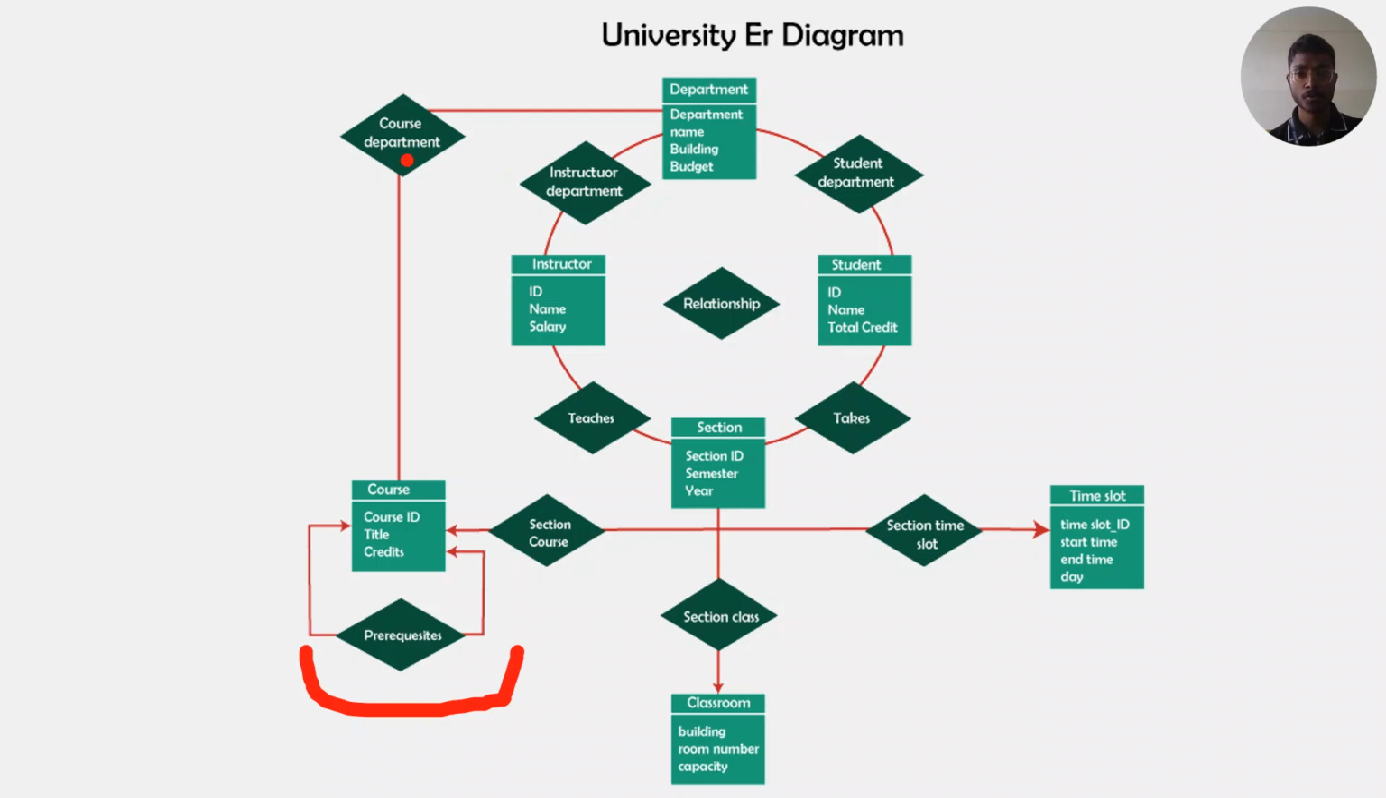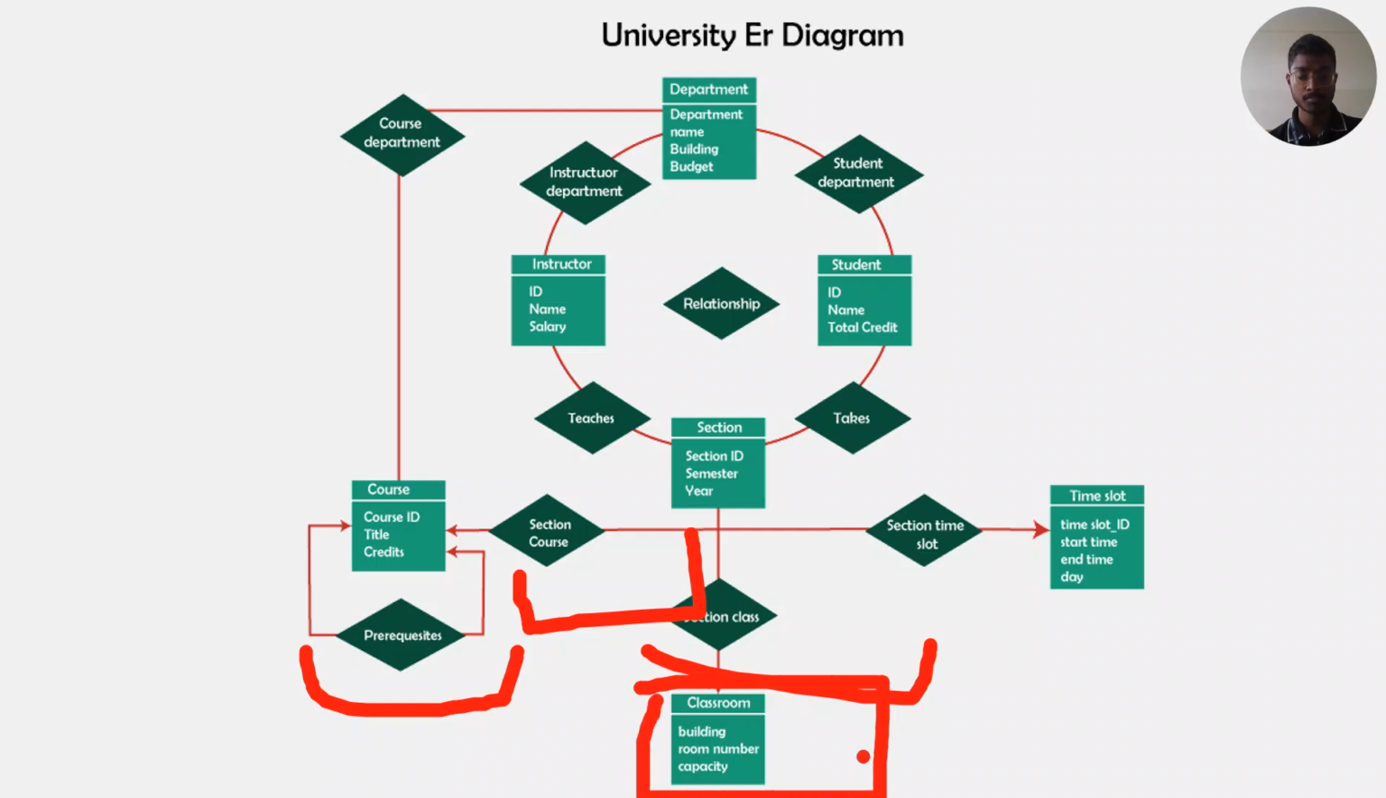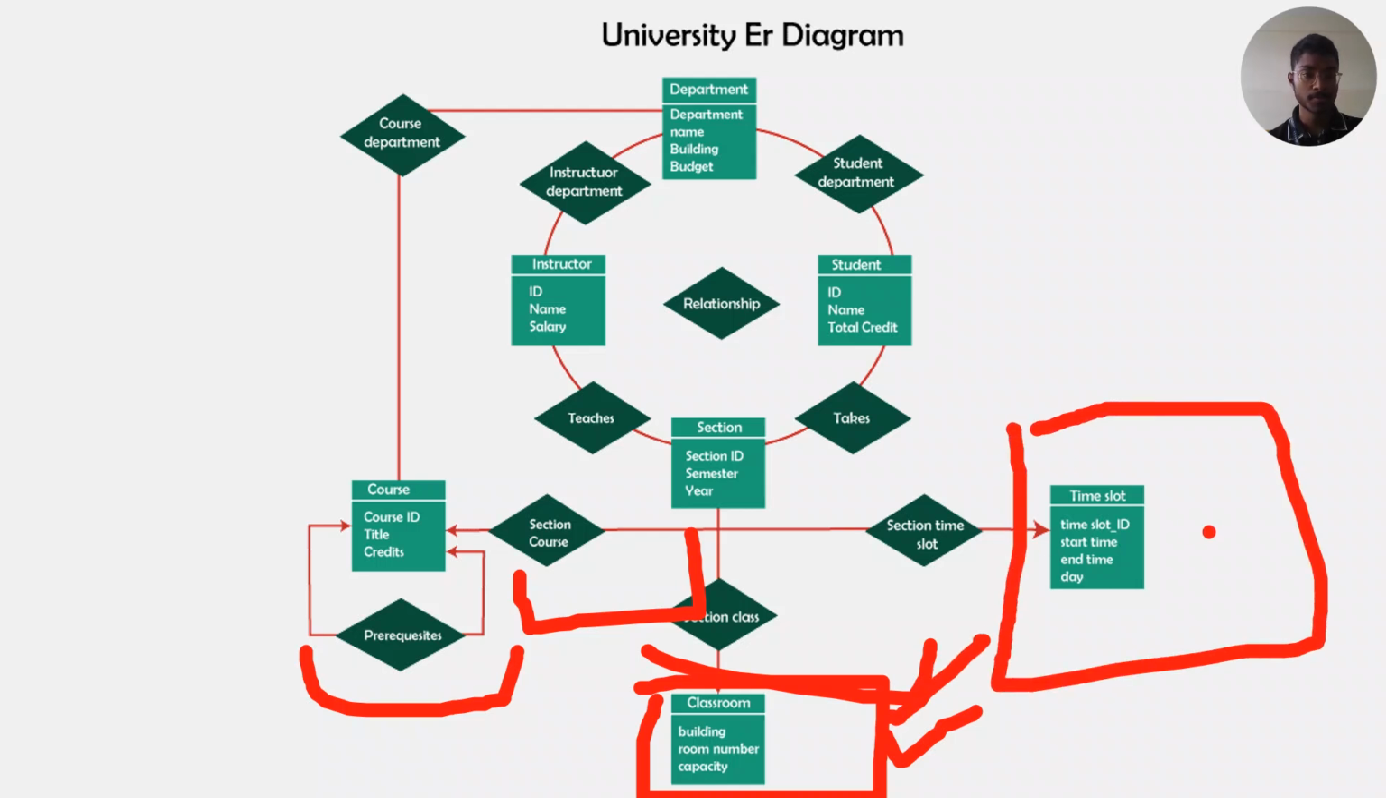Then we have this course department. All these things will be linked to the course department, and the section course and the section class. When it comes to classroom, it can be which block you are studying in, or which room, or what is the capacity of the class. Then when it comes to time slot, there is the time slot ID, the starting of the session, the ending of the session, and what day it is considered. So these are the other various things we look at.